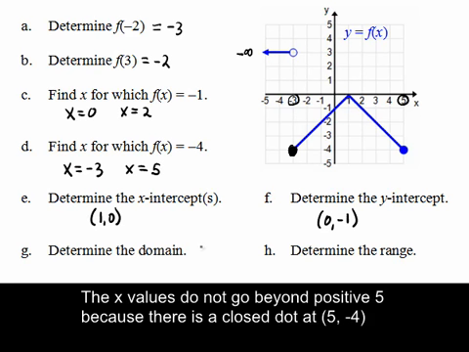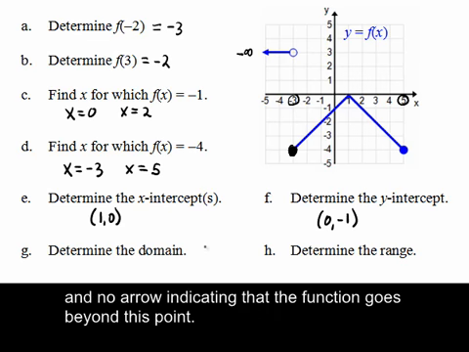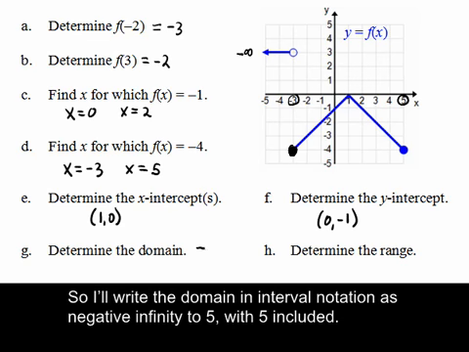The x values do not go beyond positive 5 because there's a closed dot at 5 comma negative 4 and no arrow indicating that the function goes beyond this point. So I'll write the domain in interval notation as negative infinity to 5 with 5 included.